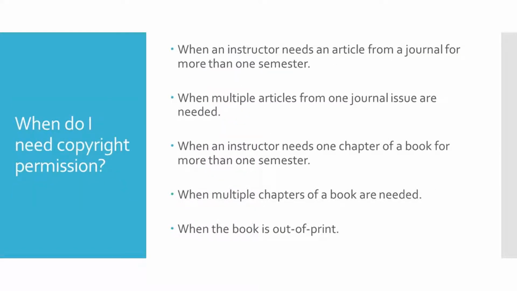So when do you need copyright permission? You'll need it when an instructor needs an article from a journal for more than one semester, or when multiple articles from one journal issue are needed. These situations are actually when we need to look into purchasing that journal title specifically. Also, when an instructor needs one chapter of a book for more than one semester, when multiple chapters of a book are needed, or when the book is out of print.